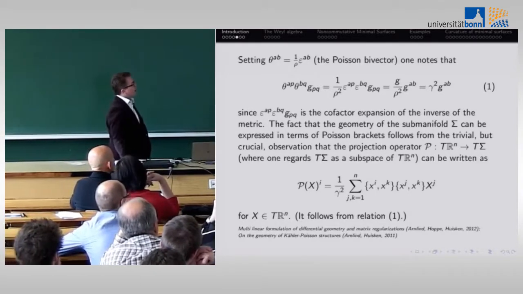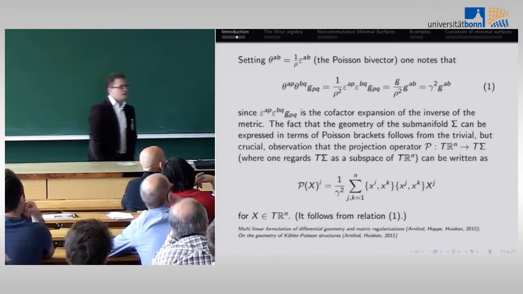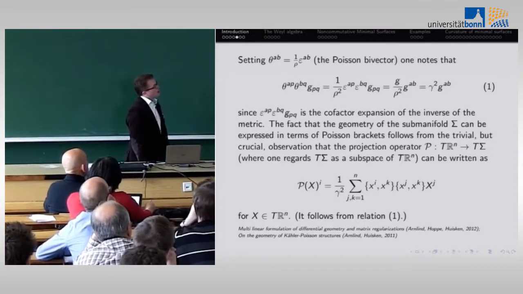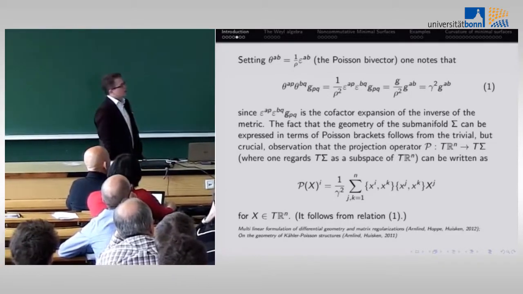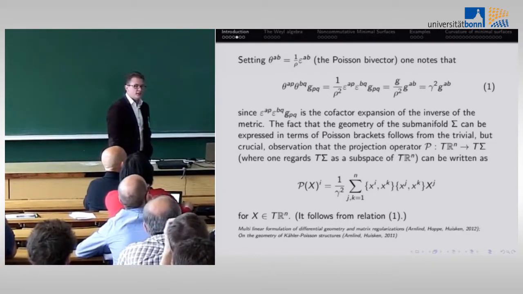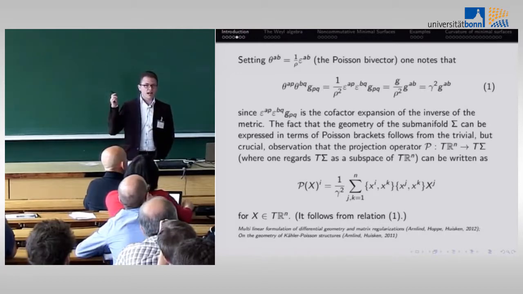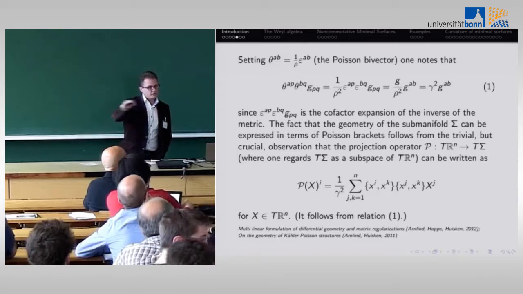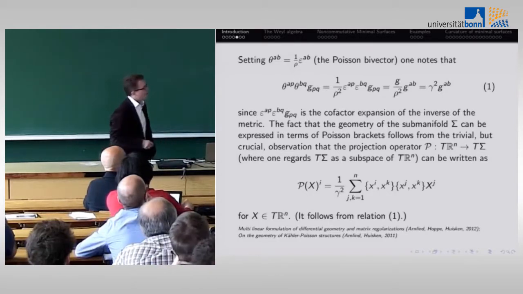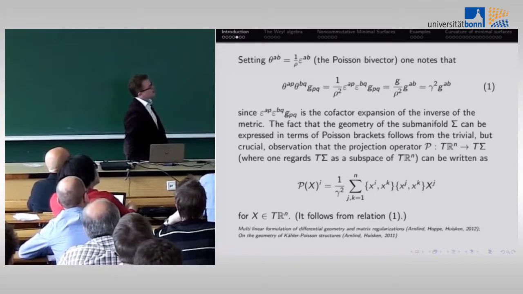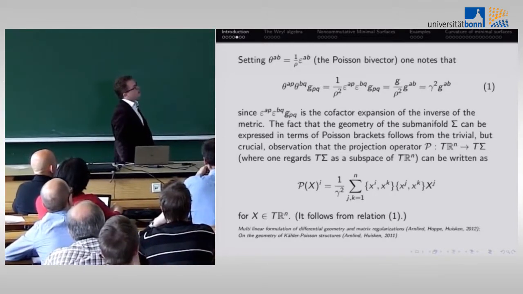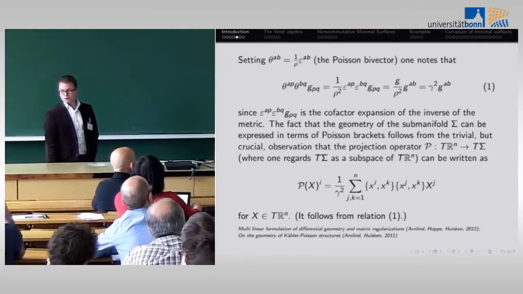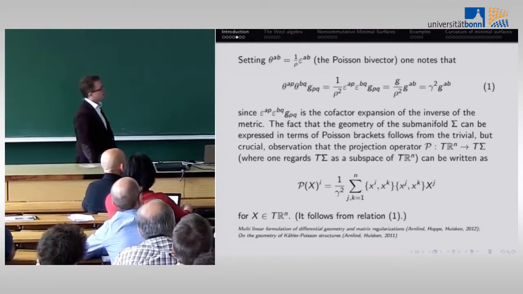Okay, now I claim that the geometry of the submanifold sigma can be expressed in terms of Poisson brackets. And this follows from a simple observation that the projection operator taking a tangent vector in the ambient space down to a tangent vector on the submanifold or the surface, this projection operator, called P here, can be written as you see here, solely in terms of Poisson brackets, of the embedding coordinates, and of course of the components of the vector you are projecting.